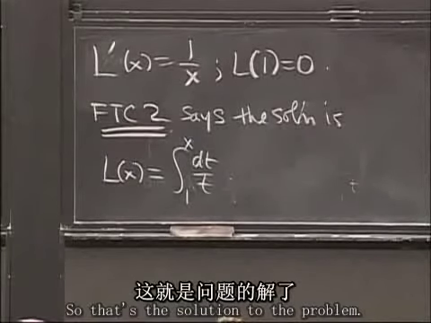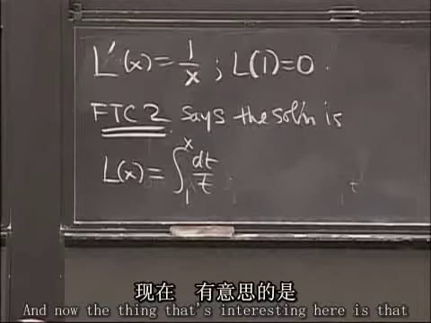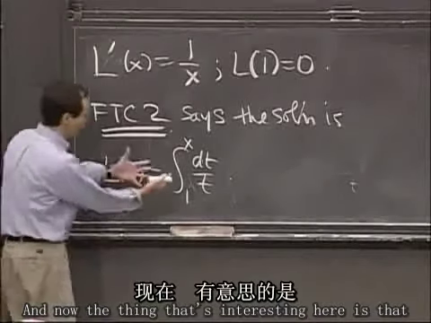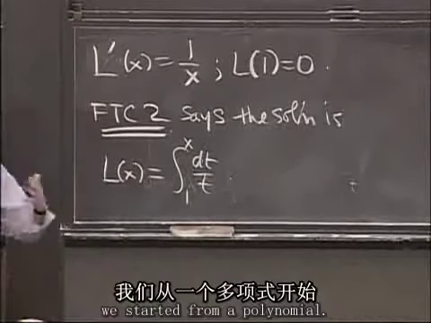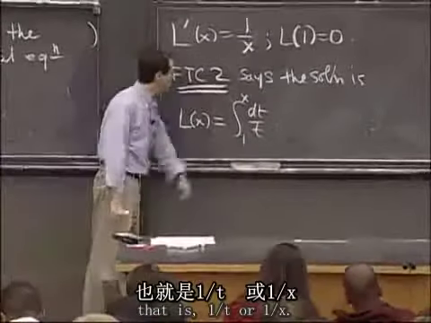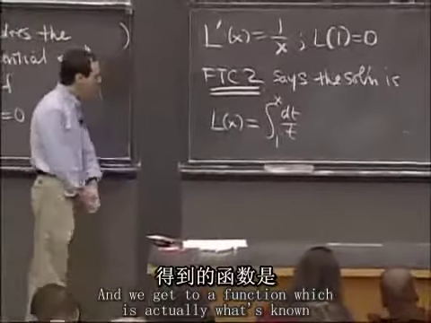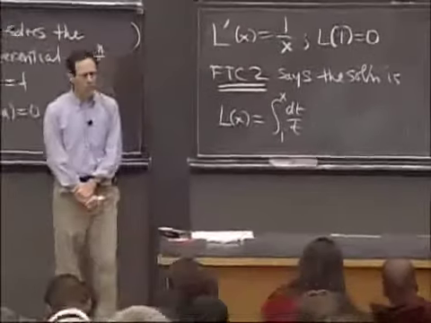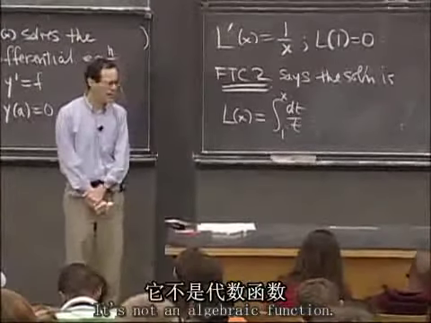So that's the solution to the problem. Now the thing that's interesting here is that we started from a ratio of polynomials, that is 1 over t or 1 over x, and we get to a function which is actually what's known as a transcendental function. It's not an algebraic function.